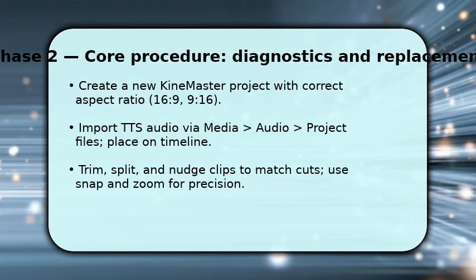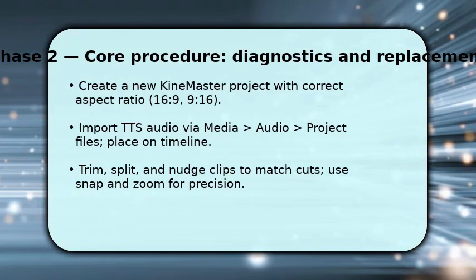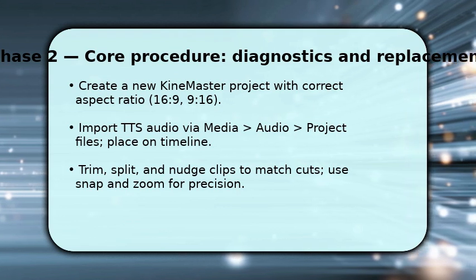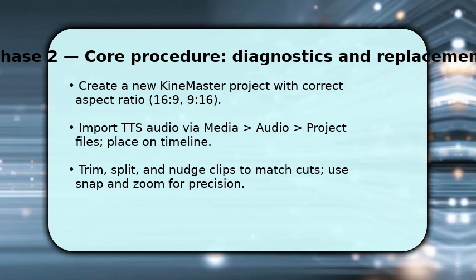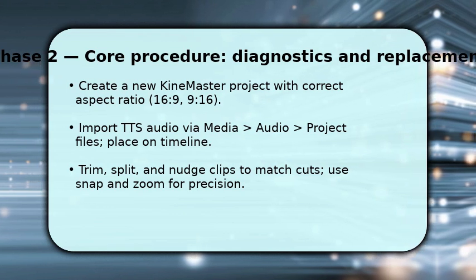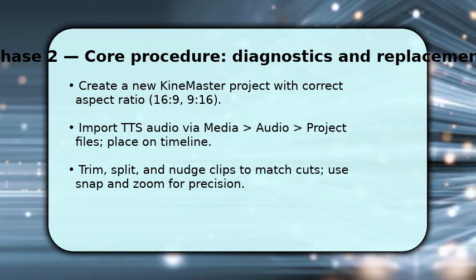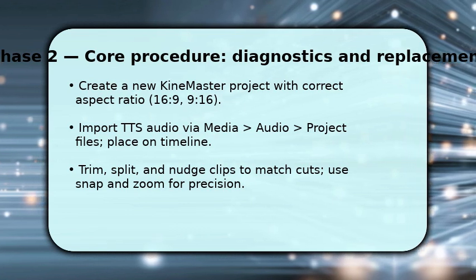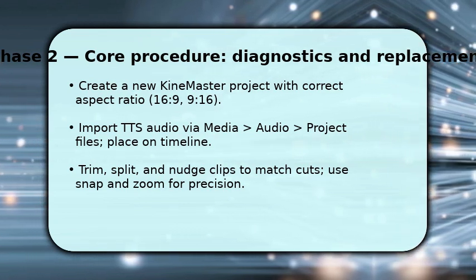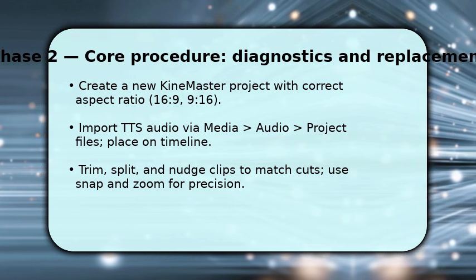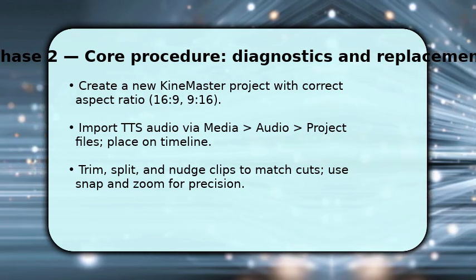Now bring that TTS audio into Kinemaster and lock timing to your visuals. Create a new project with the right aspect ratio, then tap Media Audio and locate your exported file. Add it to the timeline, then scrub through and trim or split to align with scene changes and captions. Use Zoom and the Timeline Snap feature for frame-accurate placement.